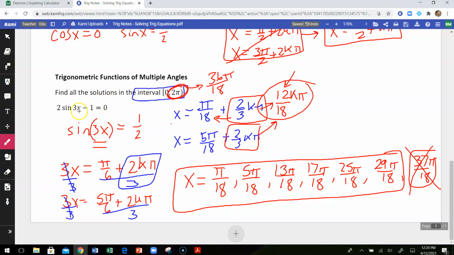So that's how you handle that. If you're asked to find all the solutions on that interval from 0 to 2 pi, you want to make sure that you don't exceed 2 pi. You also don't want to write just your generic answers, but you need to write them in order to get that list of solutions.